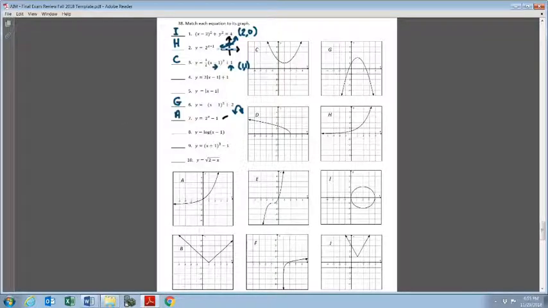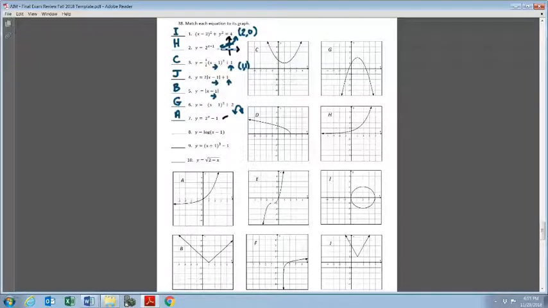The only thing here is on number 4, the minus 1 there is going to cause us to go right 1, and we're going to go up 1. So we need to find a V shape that's right 1 and up 1. That would be J. Notice for Y, we're looking for that same V shape being moved right 1, and that would be B.